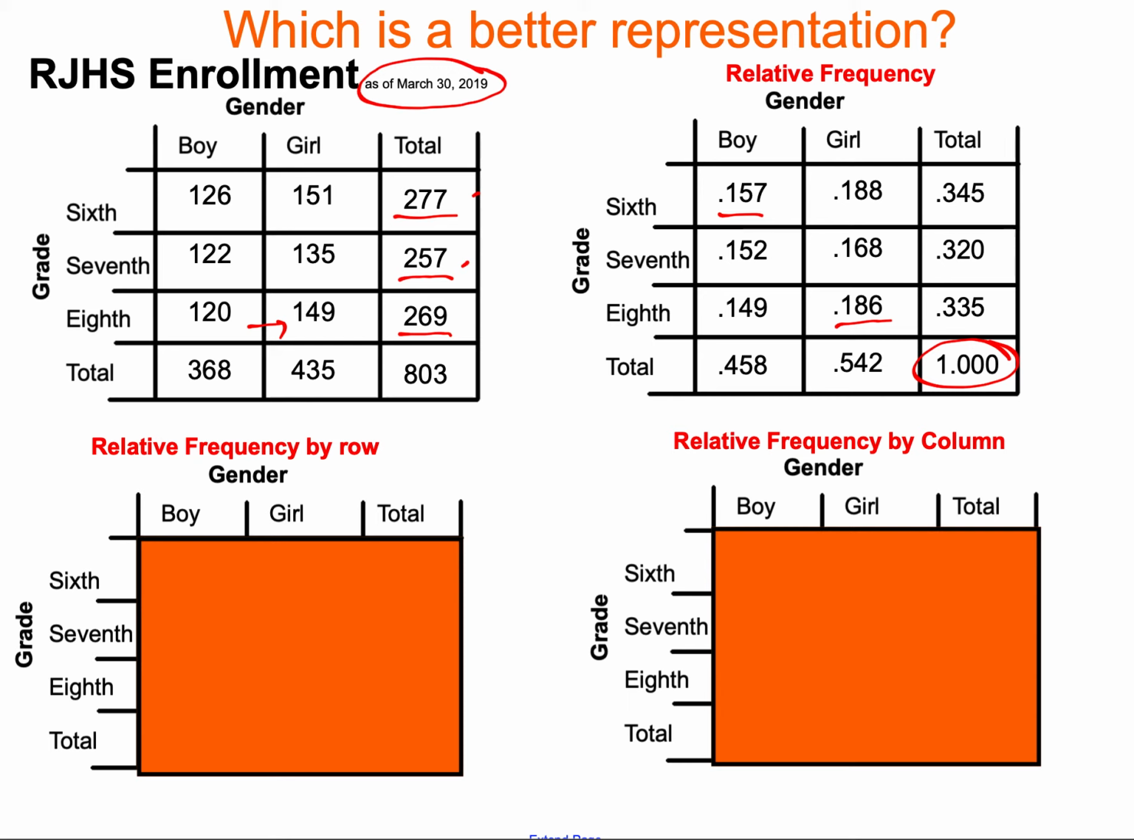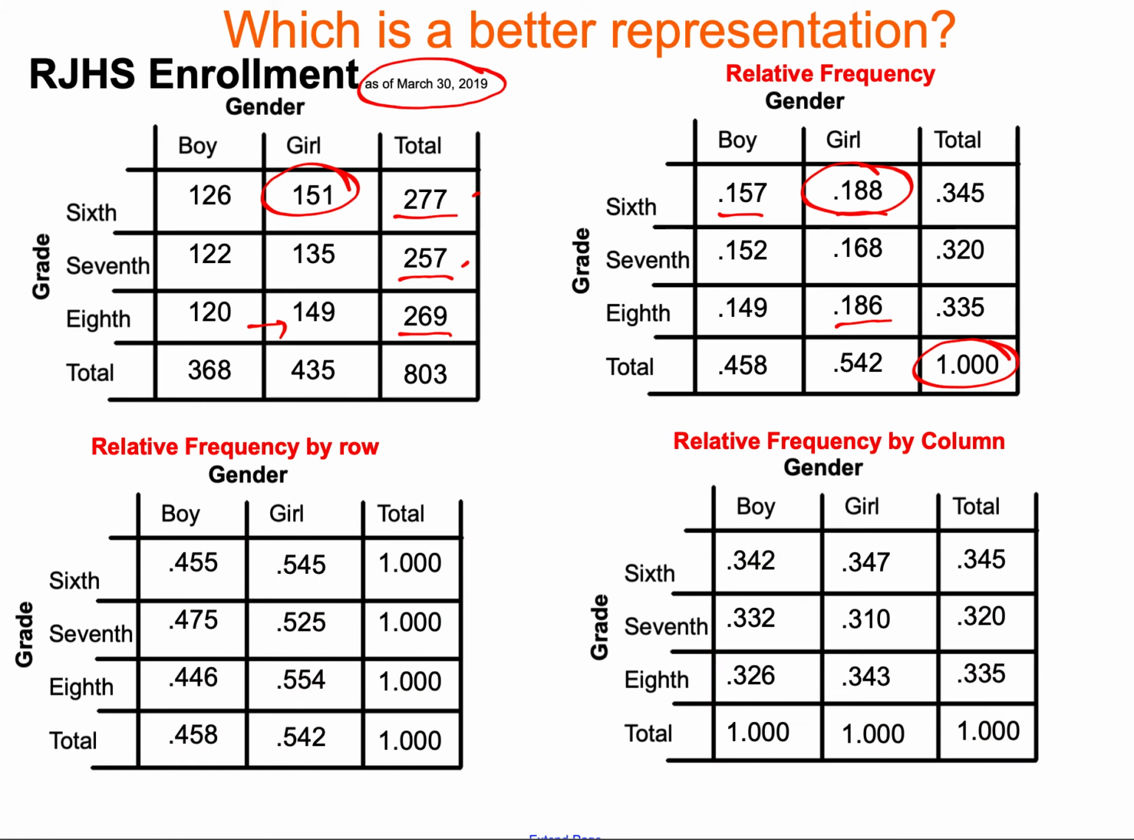18.6% were 8th grade girls. 18.8% were 6th grade girls, which is actually the most common joint frequency out of the whole thing. And if you look back here, 151 was the biggest number out of all of the joint frequencies. Okay, we move on. Let's look at the relative by row and by column.